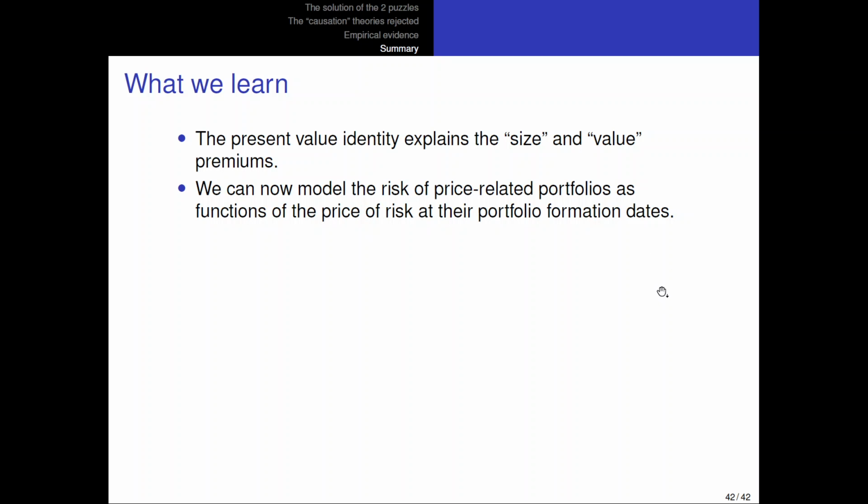We also learned how to model the risk of price-related portfolios as functions of the price of risk. And it's important that these are set as functions at the portfolio formation dates, right? Because it's not like models that just forecast the return based on the price of risk. It's not factor timing in this sense. It's about differences in portfolios. So different portfolios have different risks. So what you need to do is forecast the risk of the portfolio. And that's the point here. So now we know how to model the risk of the portfolio. It's not the risk of the month, right?